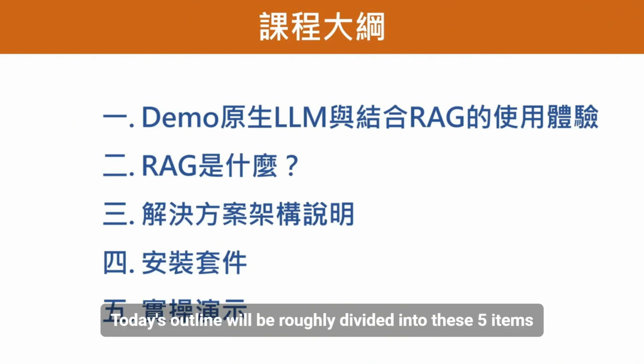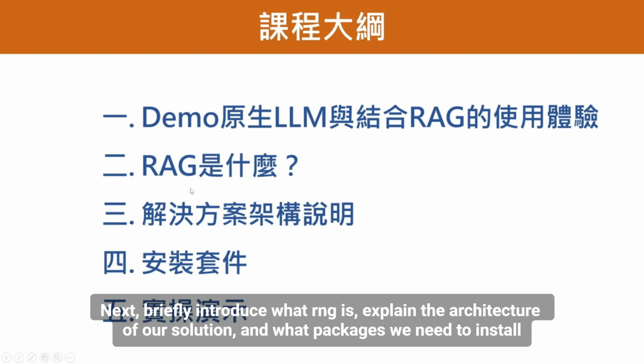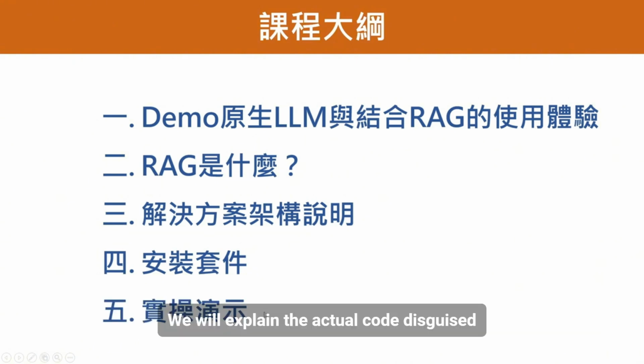Alright, let's get started. Today's outline will be roughly divided into these 5 items. We will first demo this native LLM combined with AI, and the user experience. Next, briefly introduce what RAG is, explain the architecture of our solution, and what packages we need to install. Then we will explain the actual code.